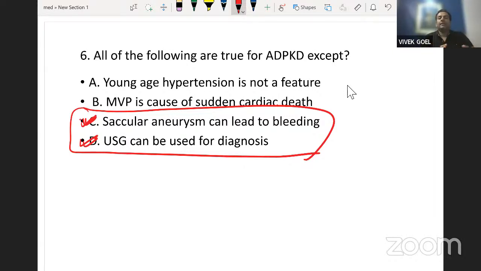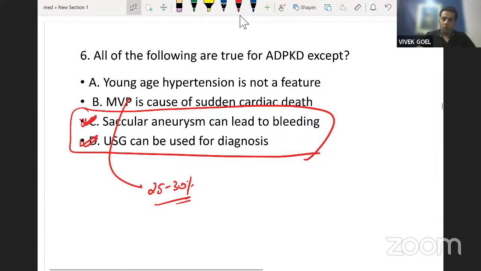Now, you've got to understand that mitral valve prolapse is present in approximately 25 to 30% patients of ADPKD. But Harrison's 21st edition says it, Brenner says it, that it is usually asymptomatic. Though cardiac is the most common cause of death in ADPKD, MVP behind the sudden cardiac death is absolutely not going with the option. So according to me, this is a wrong statement. MVP does not cause death. I hope I'm clear.